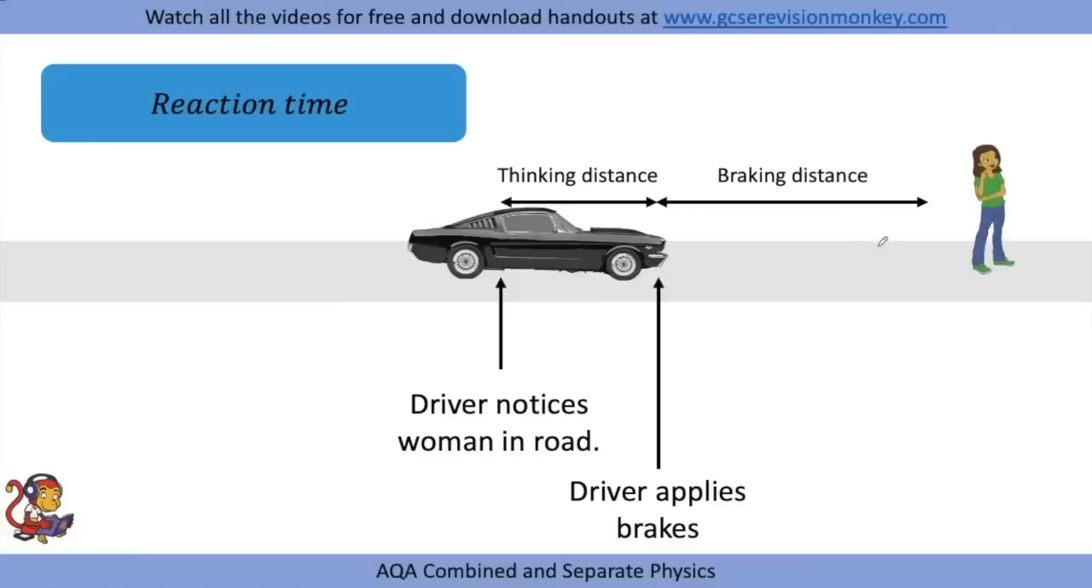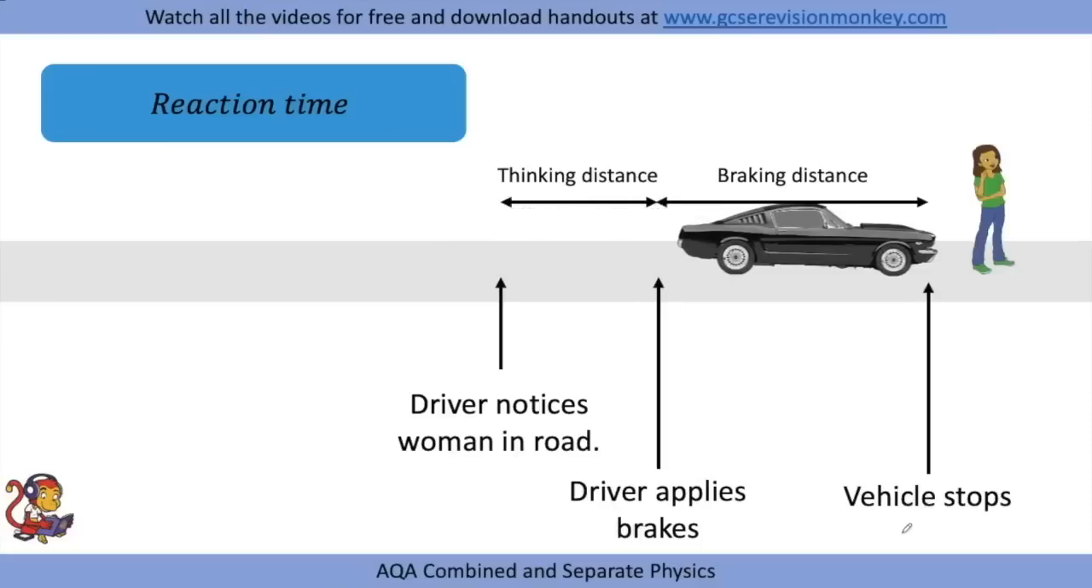He then applies the brakes, and then the braking distance is the distance under the braking force, so it is the distance travelled between this point that he applies the brakes and this point when the vehicle finally comes to a stop. And the total distance is therefore the stopping distance, the thinking distance plus the braking distance. And importantly, if we add these up, 10 metres plus 20 metres, for example, we can calculate the overall stopping distance for the car.